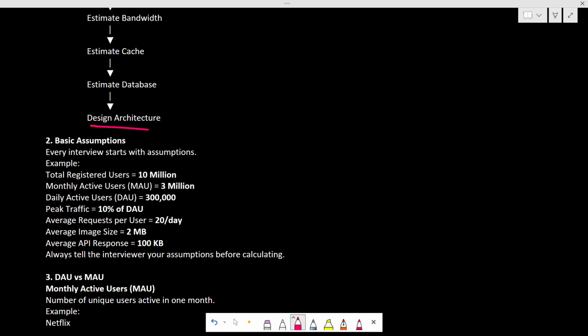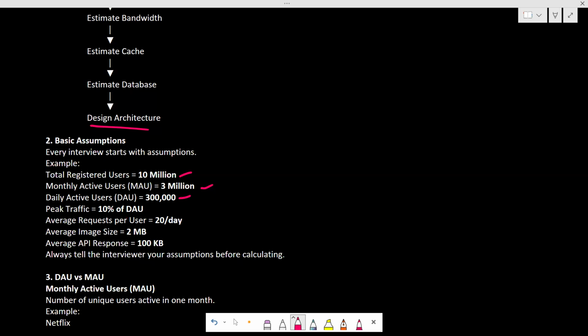Okay. So we may assume there are, suppose, 10 million registered users, right? And 3 million monthly active users, MAU. And like 3 lakh daily active users, DAU. So each user performs, suppose, 20 actions per day. So peak traffic is 3 times the average traffic. So suppose peak traffic we are calculating as 10% of the DAU.